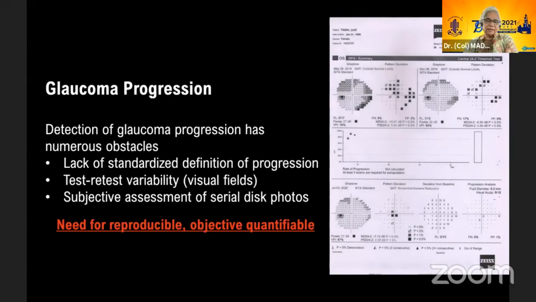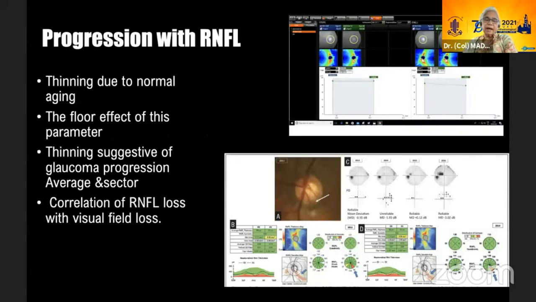Detection of progression is a challenge because we don't really have any standard definition of progression. Test-retest variability of visual field is a lot. Subjective assessment of serial disc photos is very subjective. So we need something which is more reproducible and a lot more quantifiable. In that comes the role of OCT. Progression with RNFL and macula both is important. If the patient is early or moderate, we go with the thinning of RNFL because it is detected early.